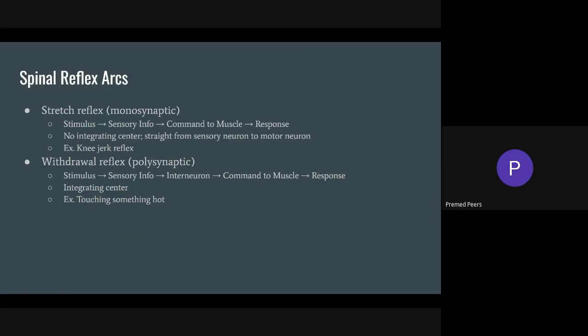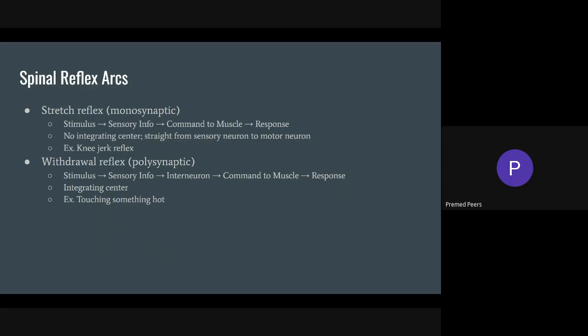Okay, so now we're going to look at spinal reflex arcs. These can be autonomic or somatic reflex arcs, and there are two main types. They can be monosynaptic or polysynaptic. An example of a monosynaptic reflex arc is a stretch reflex. Sometimes you might come across it called a deep tendon reflex or something like that.